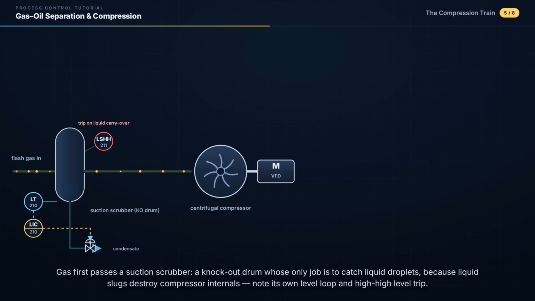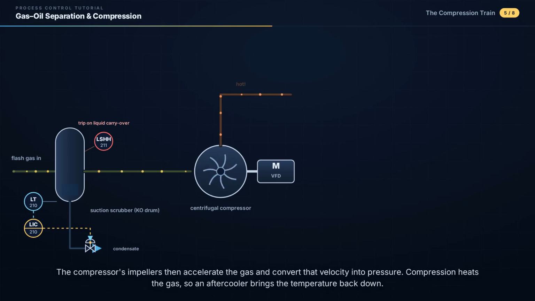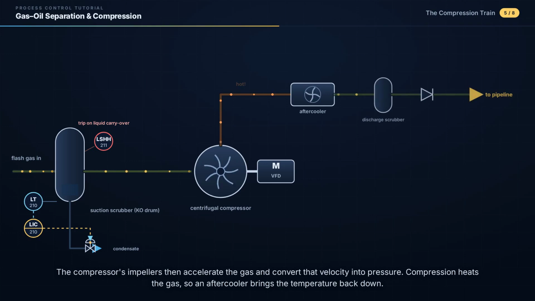Note its own level loop and high level trip. The compressor's impellers then accelerate the gas and convert that velocity into pressure. Compression heats the gas, so an after-cooler brings the temperature back down.